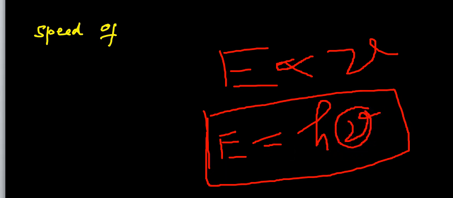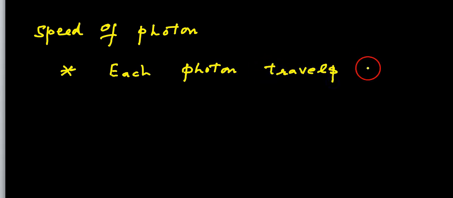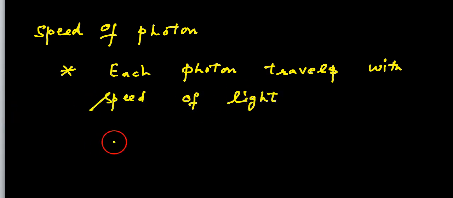Next, what is the speed of the photon? Photon always travels with the speed of light. There is a single speed, the photon always has the speed of light, not less than that.